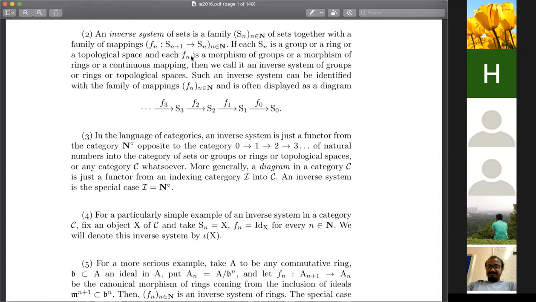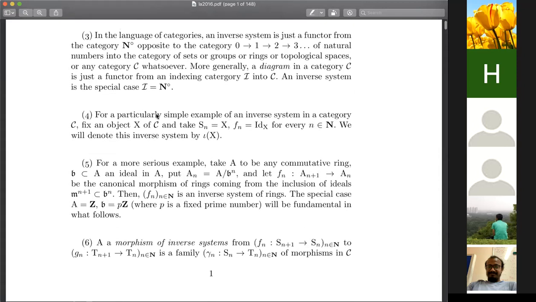Right? So such an inverse system is just denoted S0, and then this F0 mapping from S1 to S0, S2 mapping to S1, and so on, right? This diagram here, can you see the pointer when I point at something? Yes, sir. Okay. So that's the displayed diagram, and an inverse system is a diagram like this, right?